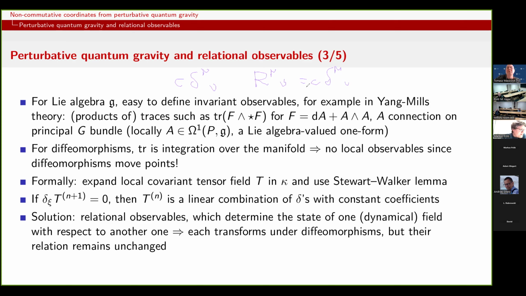But wait a moment. There are plenty of tensor fields which are not proportional, or even combinations of Kronecker deltas. So that tells you that T at order n+1 is not invariant under this transformation. You just take the converse of this lemma. Of course, there are plenty of tensors that one needs which are not like this. So that means these things are not good observables.